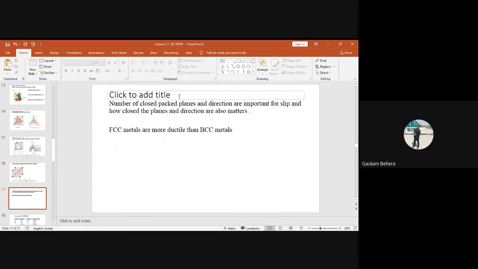Now there is a very good, beautiful line. Number of closed packed planes and directions are important for slip, and how close the plane and direction are also matters. So this is a very beautiful line, right? So it basically tells us when we need a slip mechanism. Slip mechanism means it is a mechanism for plastic deformation. Plastic deformation means it is a permanent deformation.